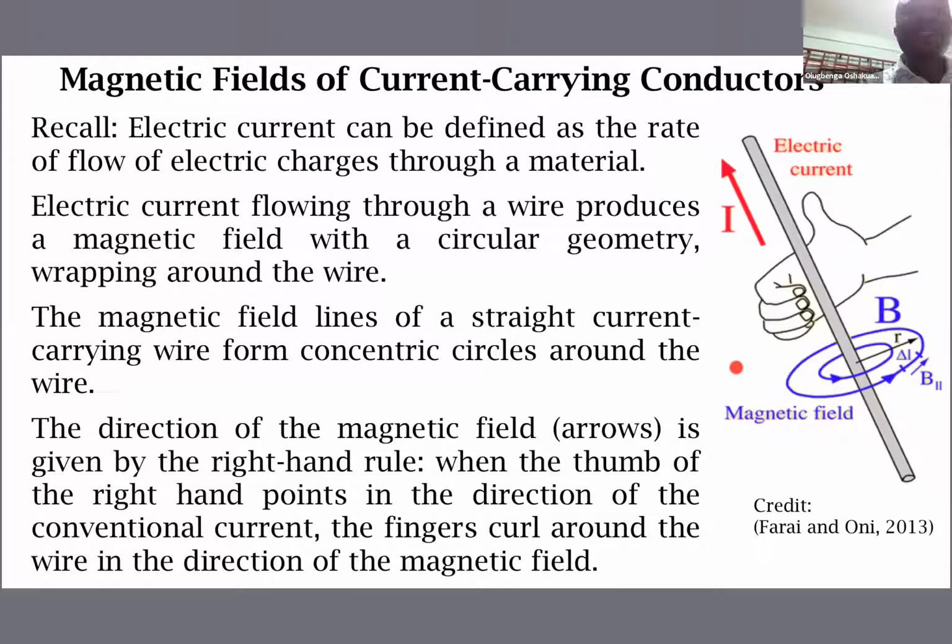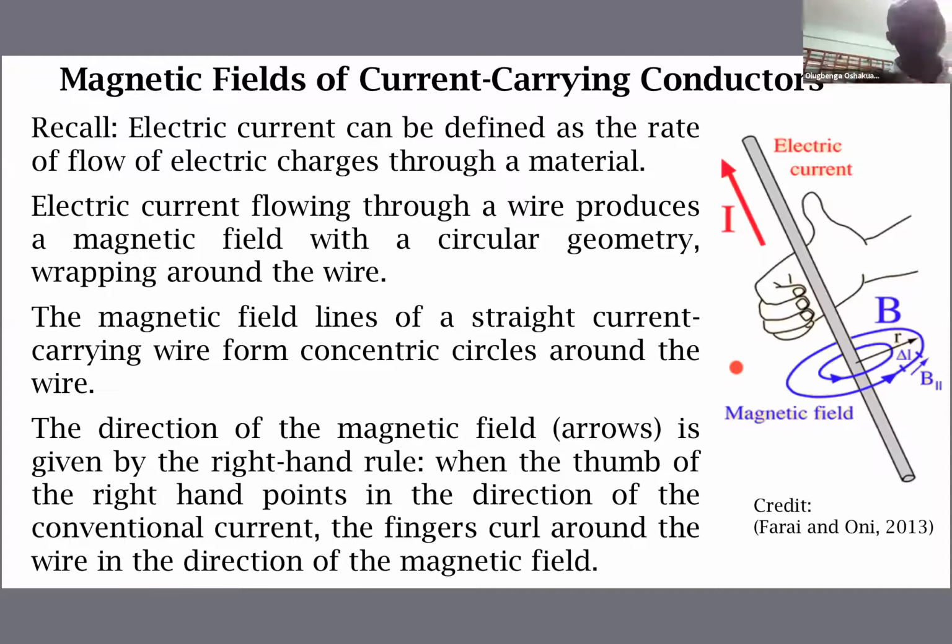So that means that when current is flowing, which means when charges are in motion, they exhibit magnetic properties. And how do they exhibit magnetic properties? Magnetic field is created around them.